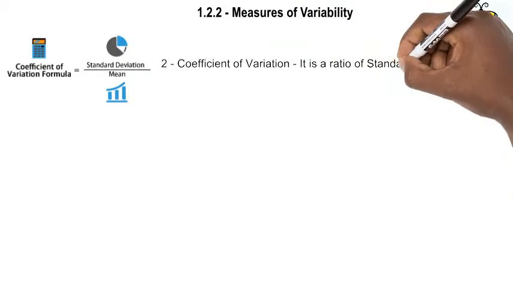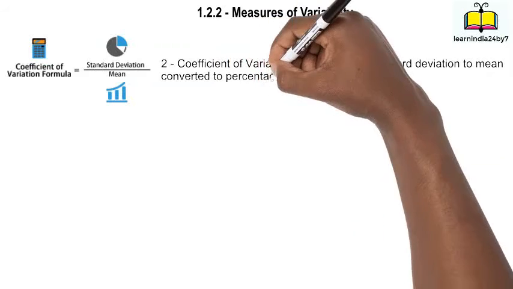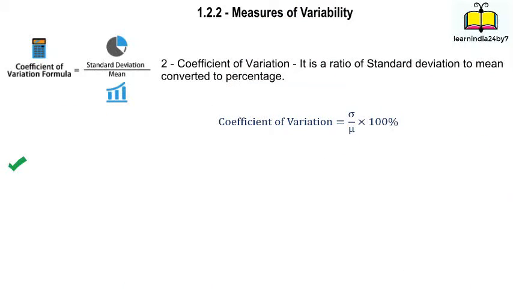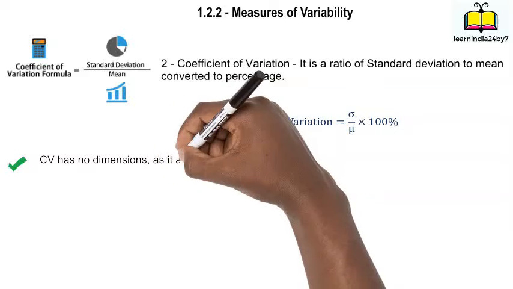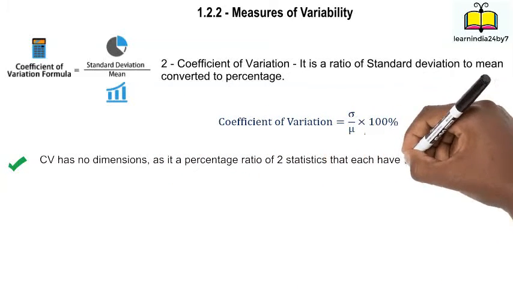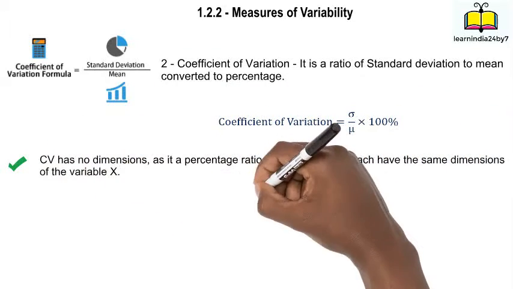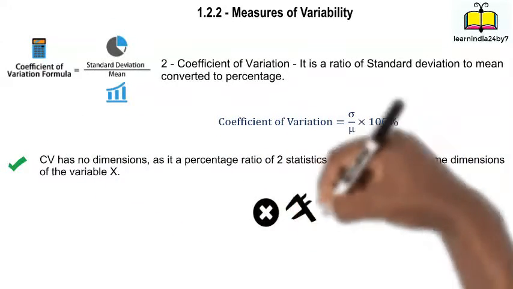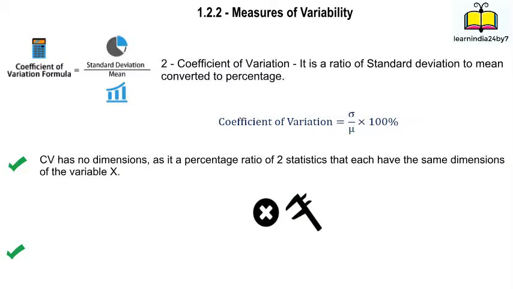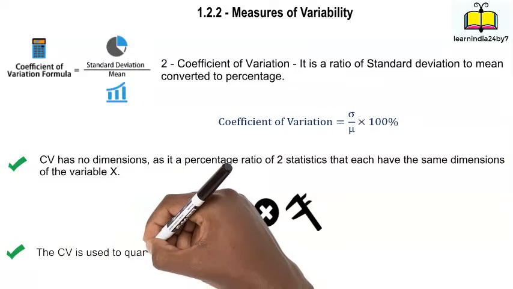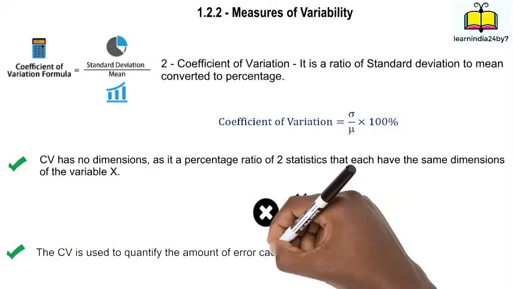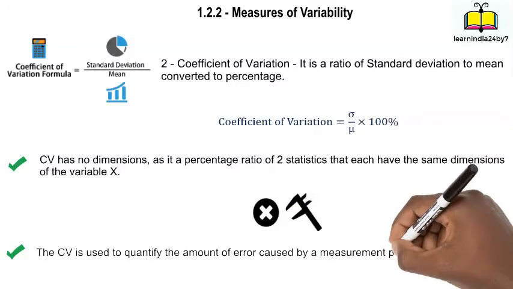The coefficient of variation is the ratio of standard deviation to mean. The coefficient of variation has no dimension, as it is a percentage ratio of two different statistics having the same dimensions. The coefficient of variation is used to quantify the amount of error in a measurement process.